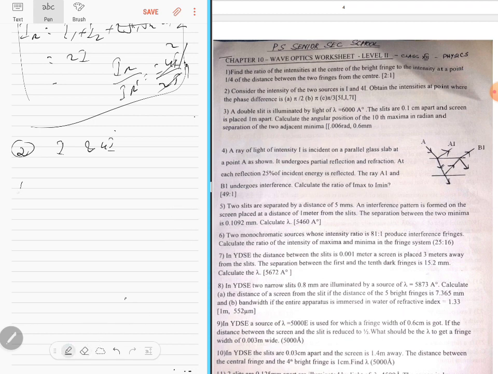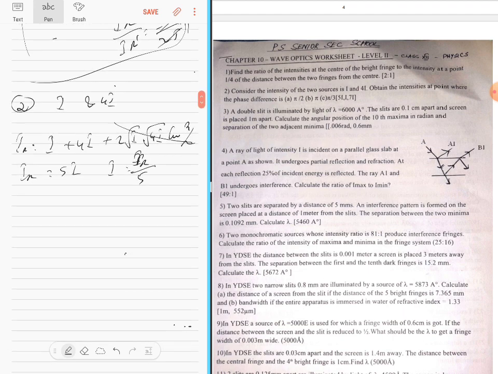And you know, the resultant intensity is I1 plus I2 plus 2 root I root 4I into cos phi. Cos pi by 2 is 0, so this will go away. So I resultant is 5I, so I is equal to IR by 5. So that is the obtained intensity at the point. Okay, now the next condition is for pi. For pi they've already given, this will become cos pi.